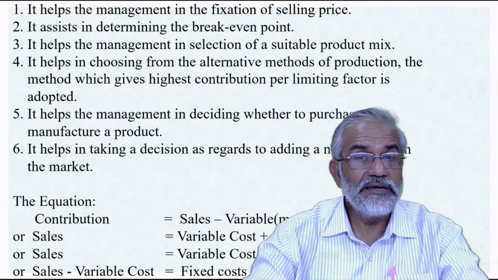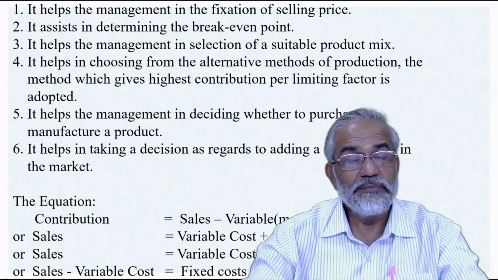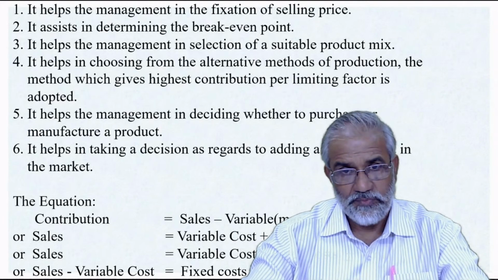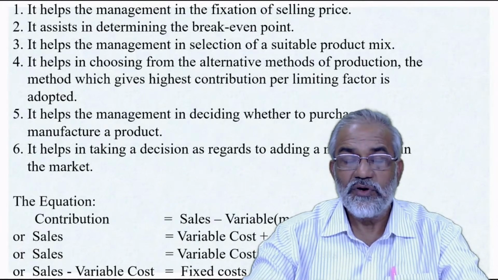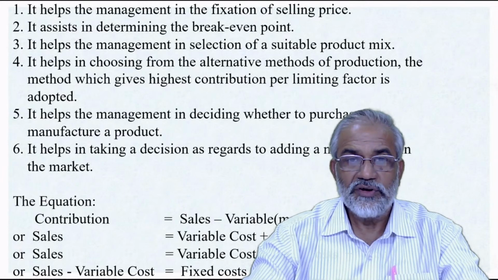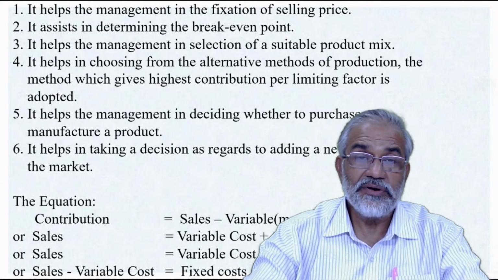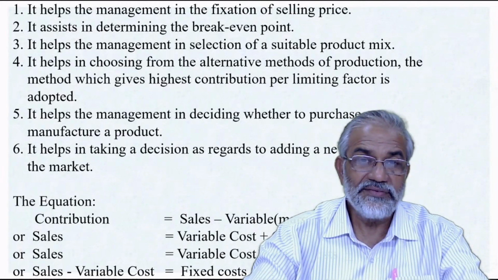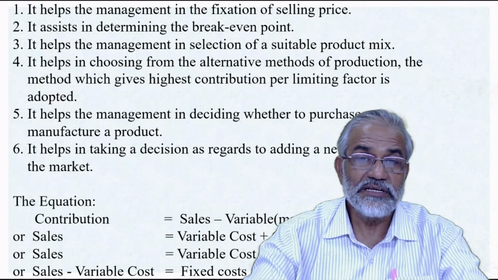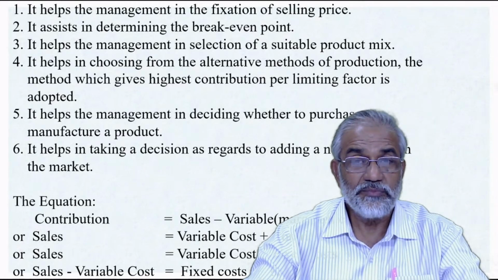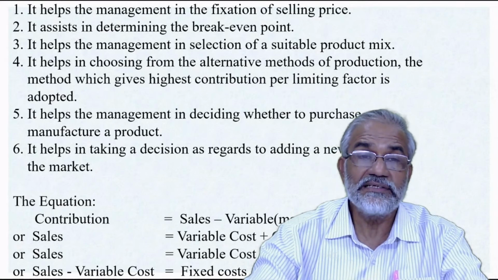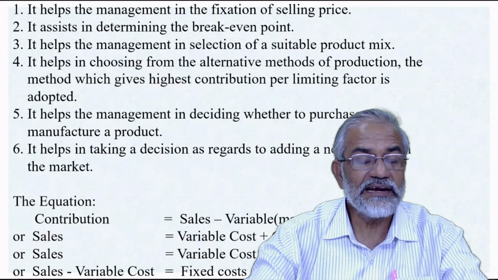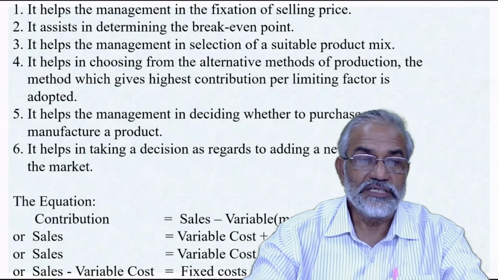So how is it determined? The break-even point is determined by dividing the fixed cost by contribution, or sales minus variable cost, because the contribution contributes to a recovery of the fixed cost. When the entire fixed cost is divided by the contribution, then the break-even point or the output at break-even point can be well ascertained. So that is the second advantage of contribution.